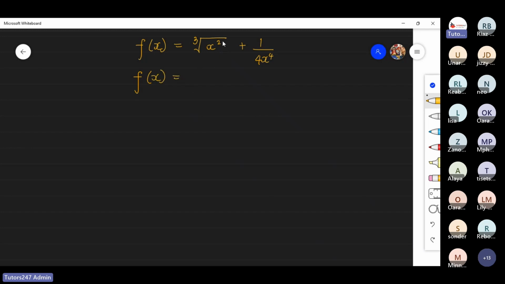Now we need to change the surd. So let's do a random example. If this is our surd and we have x to the power 2, this is what we are dealing with. Whenever you change the form of your surd, all you need to do is repeat what is under the surd. So repeat x squared. And then divide your exponent by the sign of the surd. Because we have a 3, we're going to divide by 3.